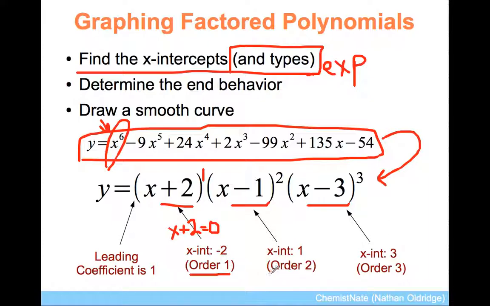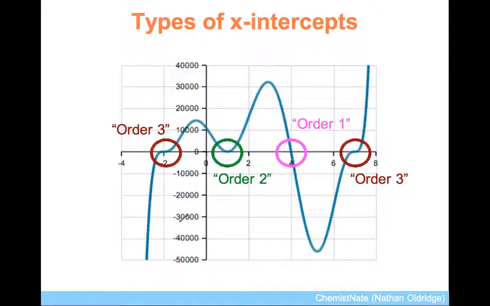That's important because order 1, order 2, and order 3 x-intercepts behave differently at the x-axis. An order 1 intercept will go straight through without stopping. It actually looks like a straight line when you zoom in on the x-axis. An order 2 x-intercept will bounce off of the x-axis. It actually looks like a parabola when you zoom in. Order 3 x-intercepts will approach the x-axis as though it was going to be a parabola, but then the parabola will flip the direction it opens in and emerge from the other side.